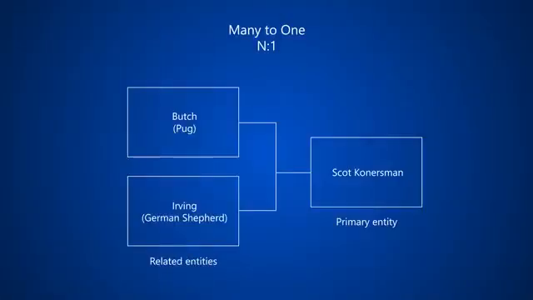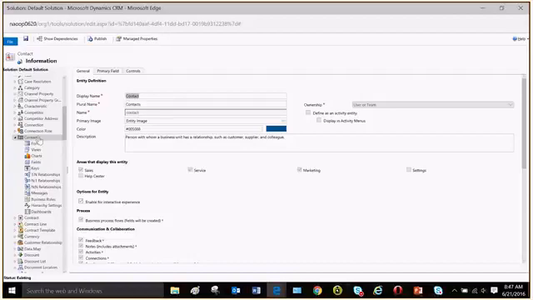Many-to-one relationships are really just one-to-many relationships from the perspective of the related entity. Many pets have a single owner. Many-to-many relationships are a little different. We'll talk about them in a moment. First, let's see how to create a one-to-many relationship between contacts and animals.